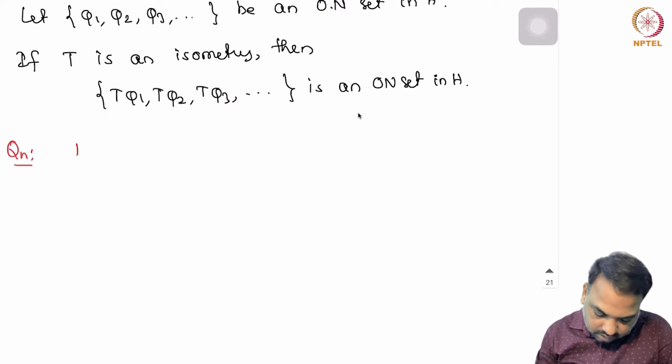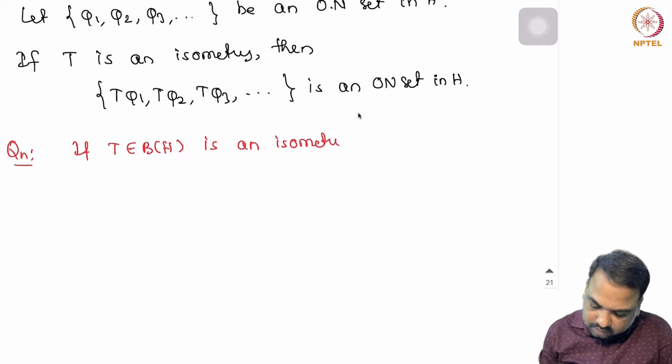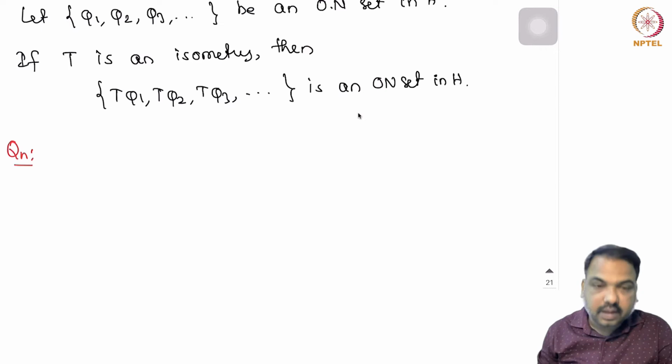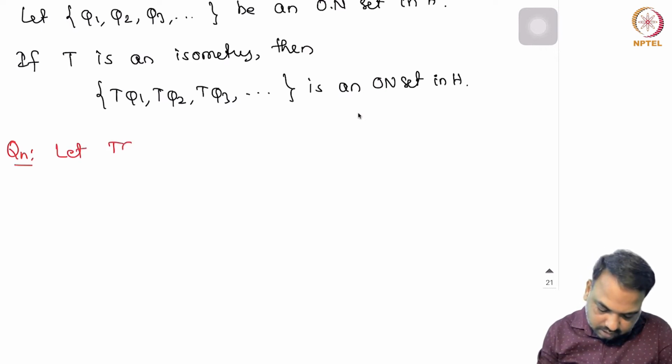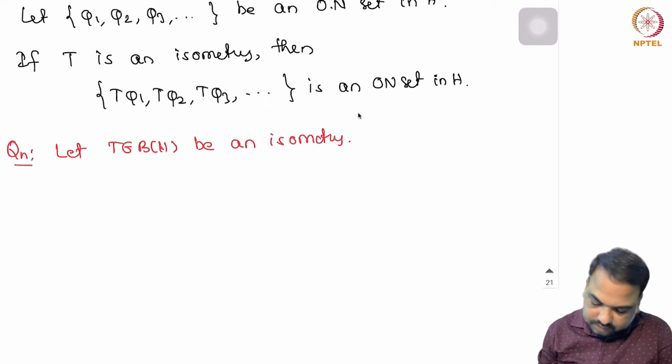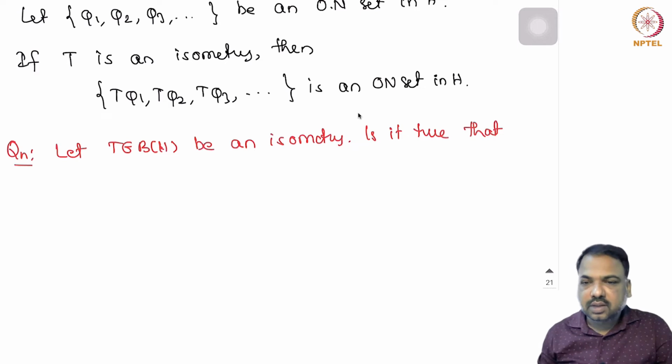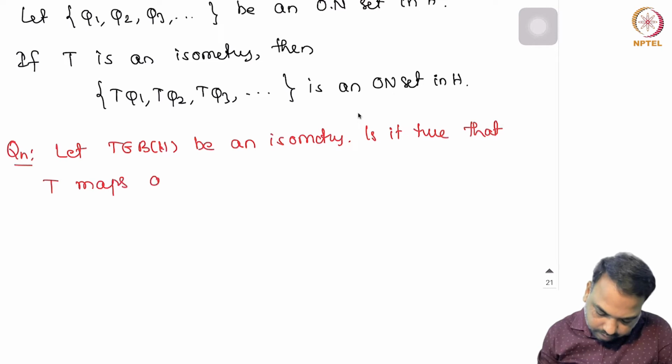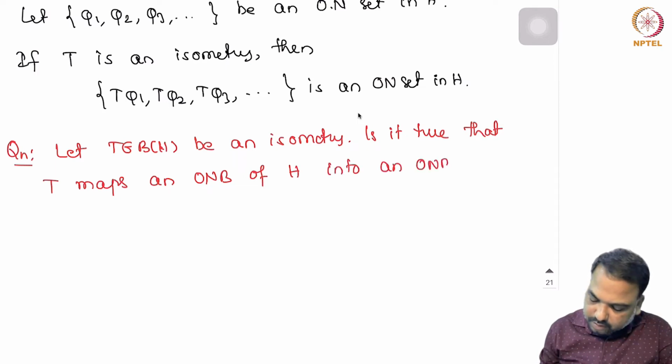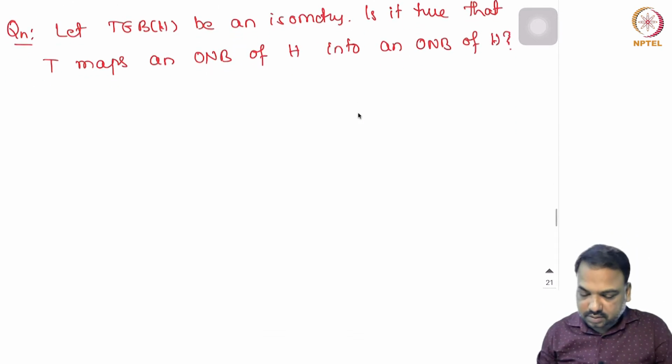This is the question. If T is an isometry, is it true that... I am repeating, let T be an isometry. Is it true that T maps an orthonormal basis of H into an orthonormal basis of H? So we can give an example. This is not true.